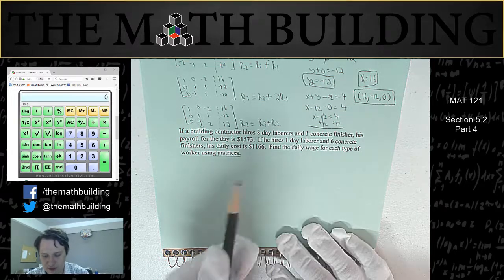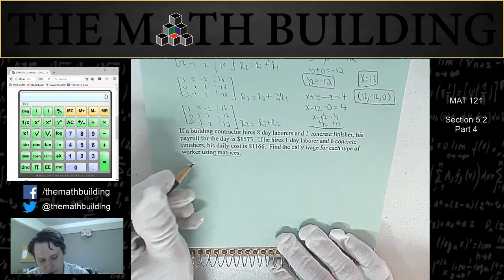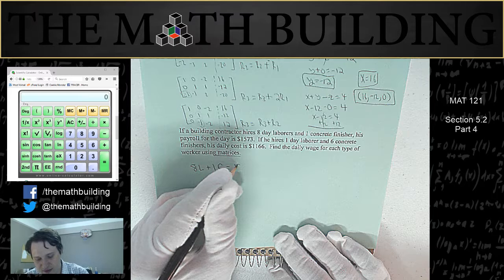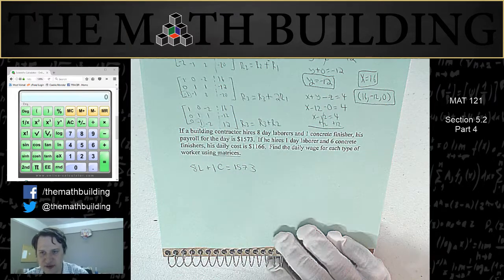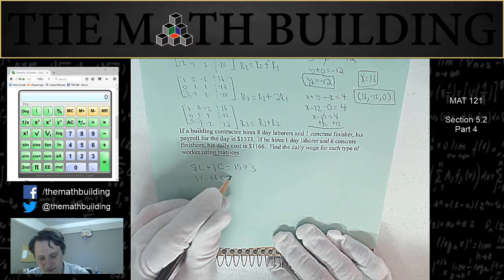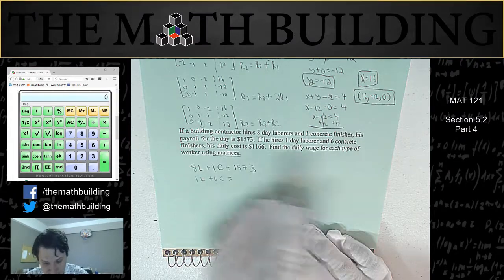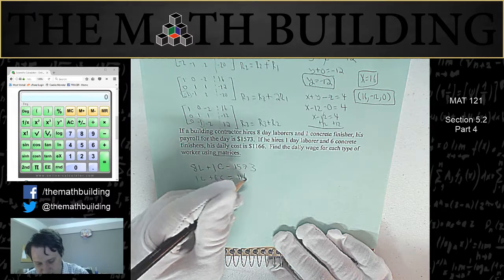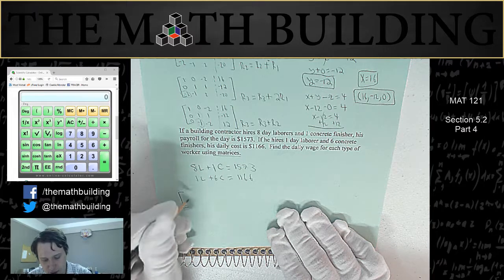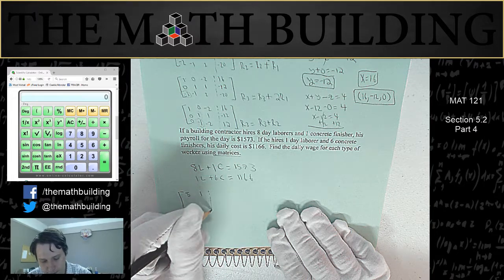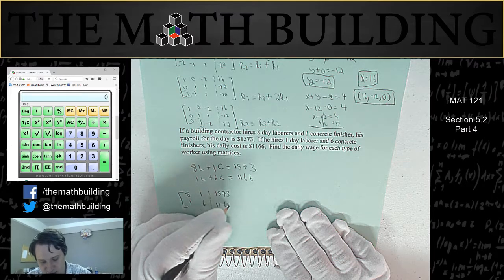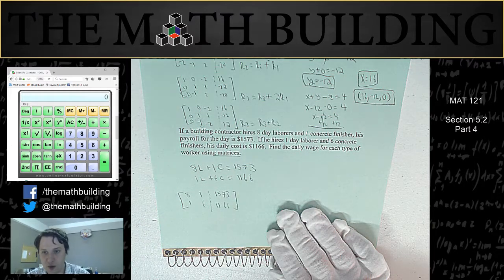First, we need 2 equations. 8 day laborers plus 1 concrete finisher gives us a daily payroll of $15.73. 1 laborer and 6 concrete finishers results in a daily cost of $11.66. So there's your 2 equations for this. Let's turn it into a matrix. 8, 1, 1573, 1, 6, 1166. Okie dokie.